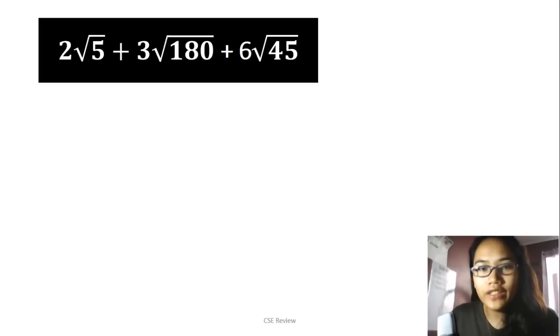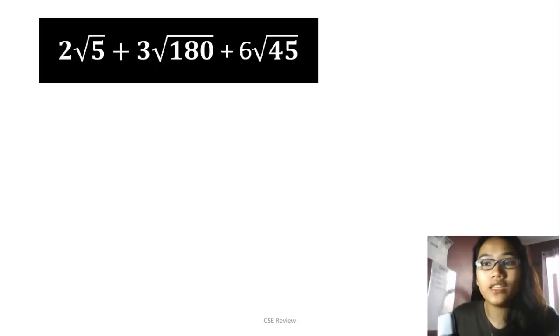Now, at surface level, ibig sabihin, pag tinignan natin itong problem na to, parang wala akong radical na pwedeng pagsama-samahin. The thing with this is, you have to check all the time kung talagang nakasimplify na ba yung radicals. Now, if you look here, yung 5, wala na tayong magagawa dyan. 5 na talaga yan. Pero yung 180, pwede pa natin siya isubukang i-break down. Yung 45, same thing. So, what you have to do first is to simplify all of these na i-add natin. So, that's the first step.